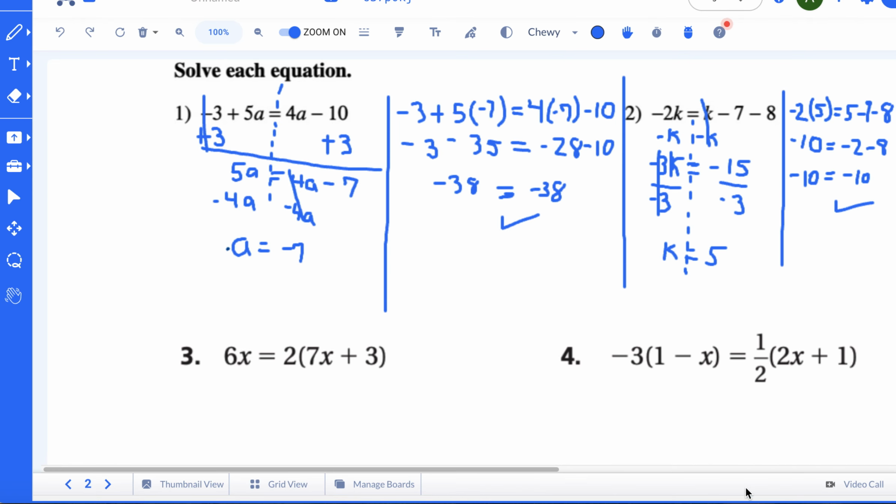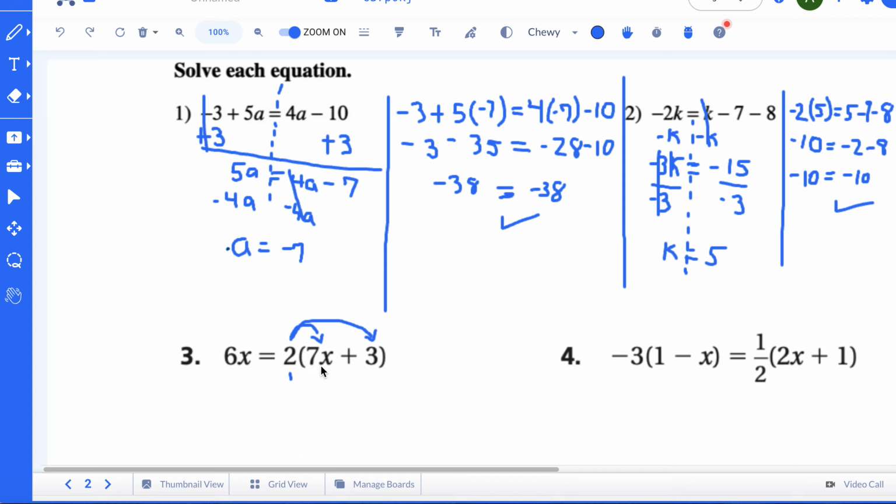Okay, let's look at number 3. Number 3 is a little different because you have this 2 over here, which is in the parentheses. This is called the distributive property, so you can multiply this number out. So here we have 6x equals 2 times 7x plus 3. I'm going to show you two ways to do it. First, we're going to distribute. This is what most algebra teachers tell you to do. So we're going to distribute.